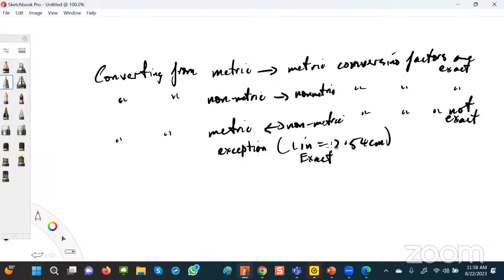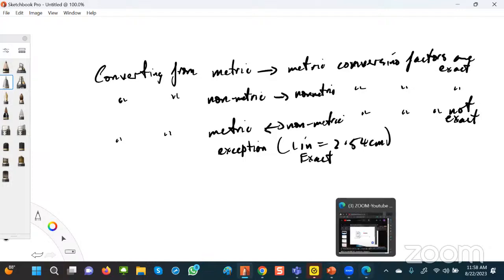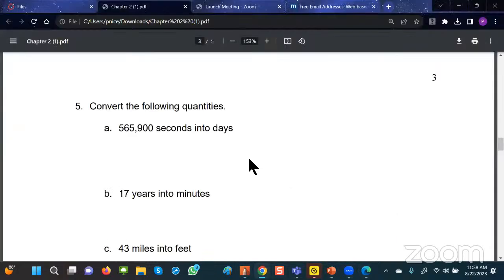Okay, so with that said, and in the time that we have left, let's look at this question. Convert the following quantities. So in this case, we're converting from seconds to days, right? So the first thing we need to figure out is the relationship between the second unit and the days unit, right? So we know that, everybody knows that there are 60 seconds equal to 1 minute, and there are 60 minutes in 1 hour, and there are 24 hours in 1 day, all right?